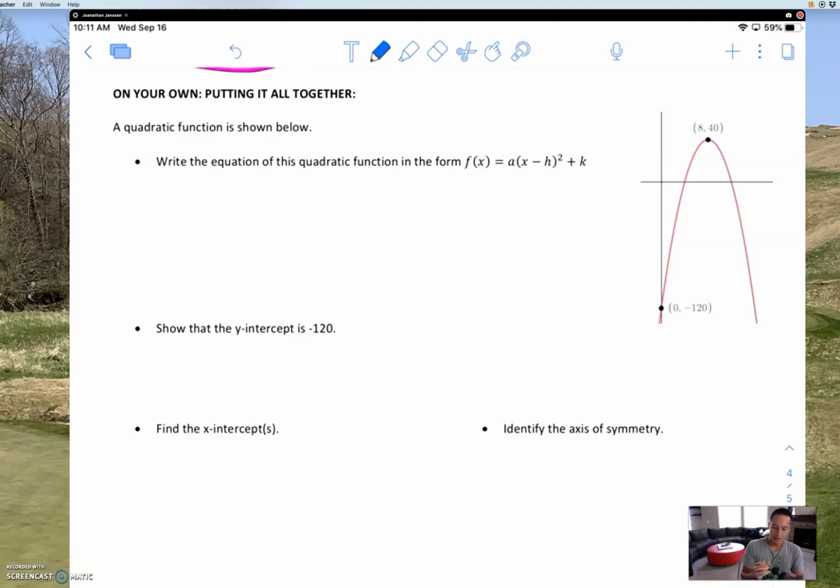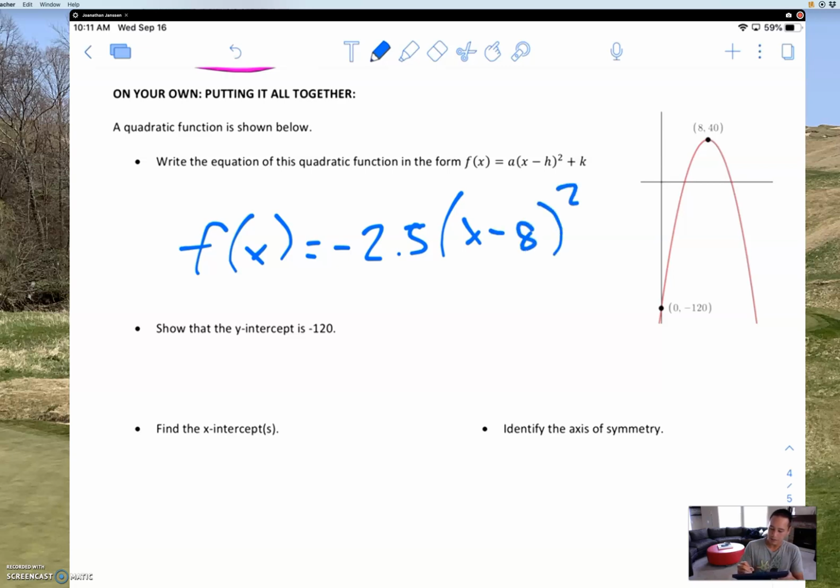Okay. If you did this one correctly, you should have had a final equation of -2.5 for your a value. It should have been x minus 8 squared and plus 40. So hopefully you knew your vertex, and then you used this point to go ahead and solve for your a value of -2.5. Hopefully you also put a squared up there. Please don't forget that squared.